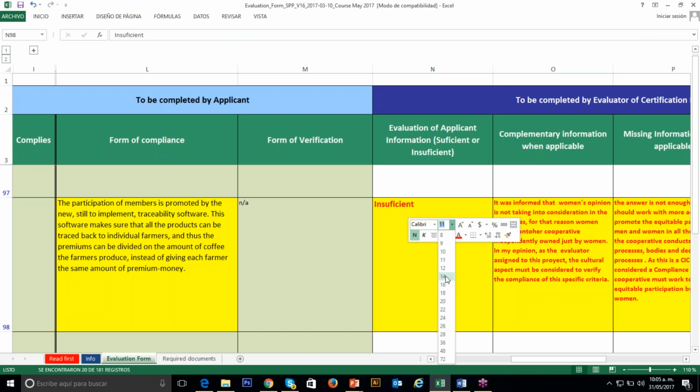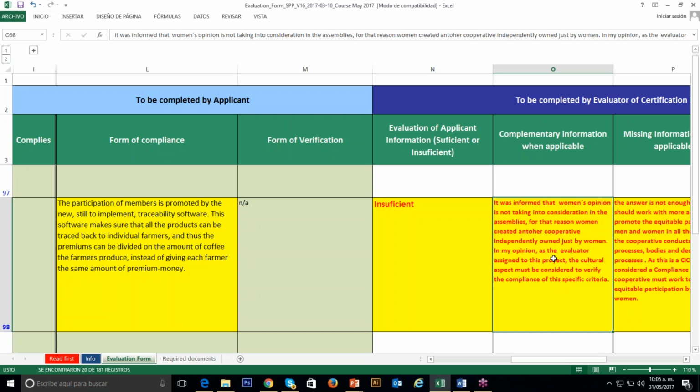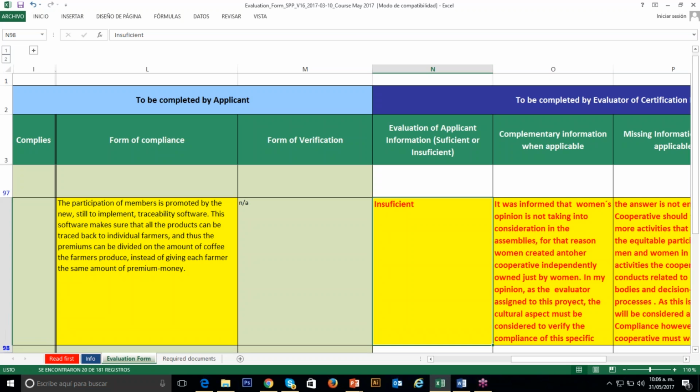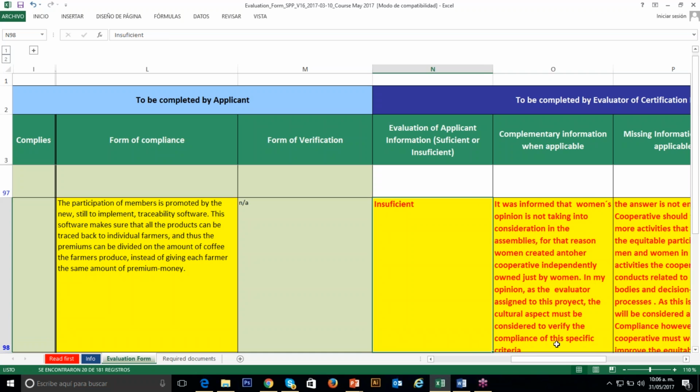that it is not sufficient. Then I wrote in the complementary information that it was informed that women's opinion is not taken into consideration in the assemblies. For that reason, women created another cooperative independently owned just by women. In my opinion, as the evaluator assigned to this project, the cultural aspect must be considered to verify the compliance of this specific criterion.